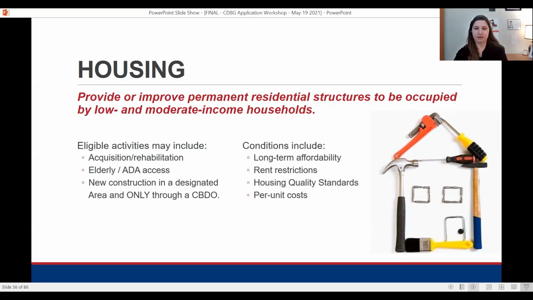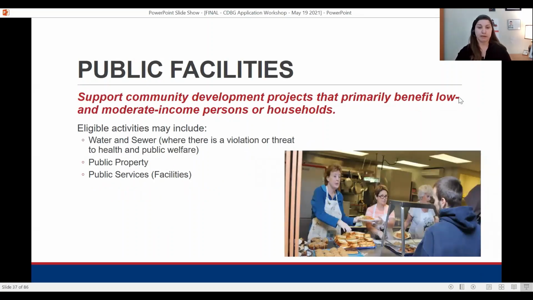All right, and so the next eligible activity is public facilities. They fall essentially into three different subcategories: water and sewer, which can be a number of different things, such as extending or replacing water or sewer lines, constructing water or sewer treatment facilities, constructing water storage tanks or reservoirs, and maybe construction or replacement of wells. So there are a number of different types of water and sewer activities that may be eligible under public facilities.